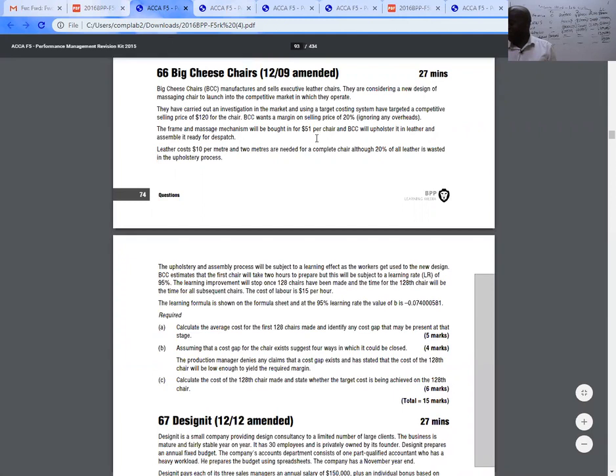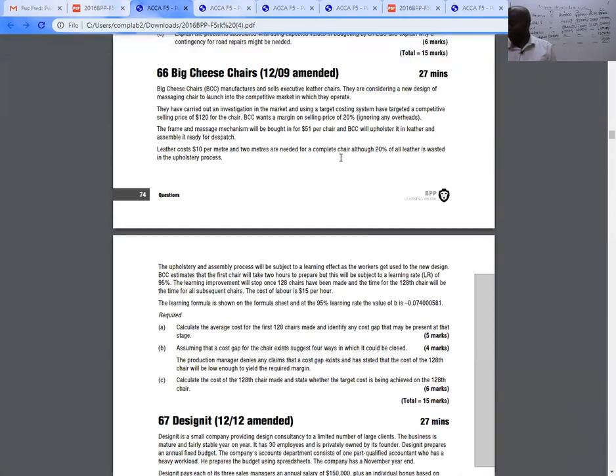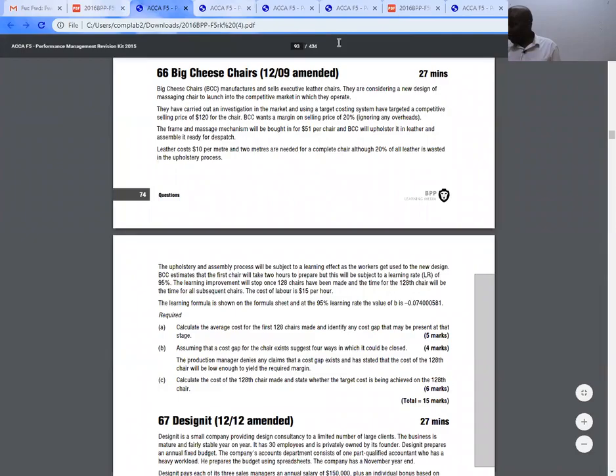Now, ladies and gentlemen, this is a very simple question. It's a question that will not take more than 5 minutes to do. The simplest of them all. The only technical thing I'm supposed to handle here is labor. The moment I handle labor cost, I will be at home. Labor cost is the only one that is normally affected by learning curves.